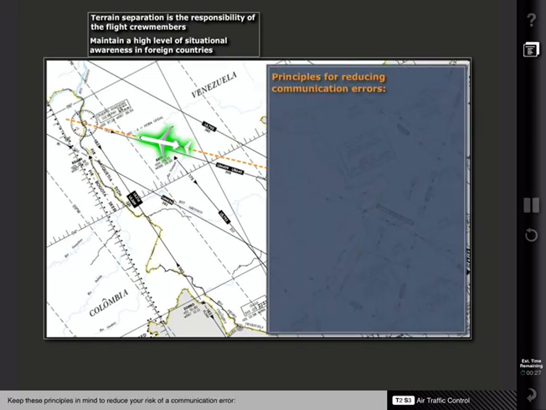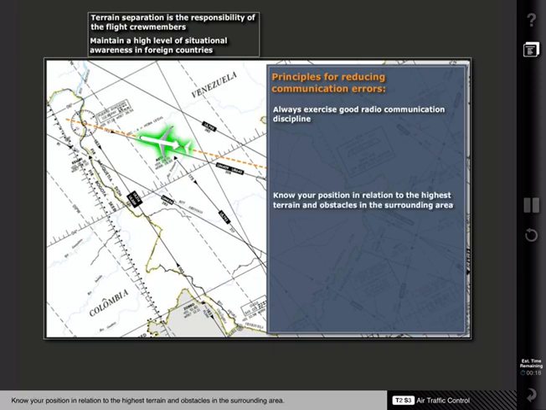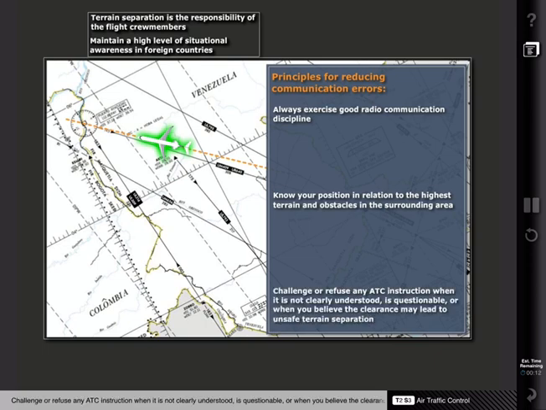Keep these principles in mind to reduce your risk of a communication error. Always exercise good radio communication discipline. Know your position in relation to the highest terrain and obstacles in the surrounding area. Finally, challenge or refuse any ATC instruction when it is not clearly understood, is questionable, or when you believe the clearance may lead to unsafe terrain separation.